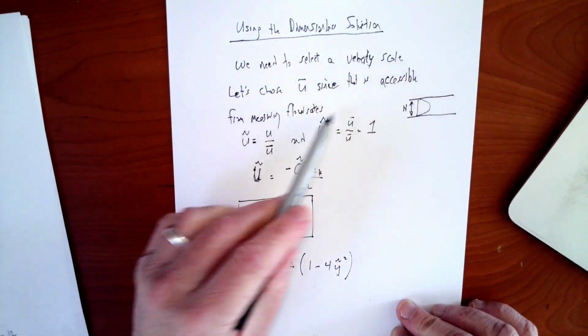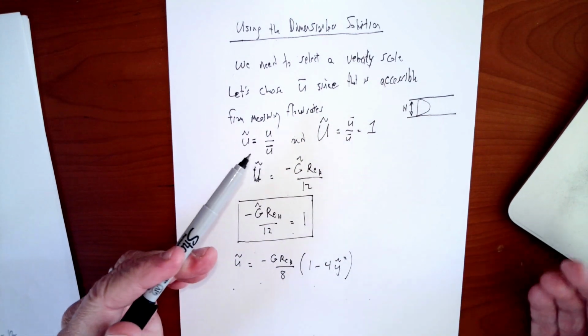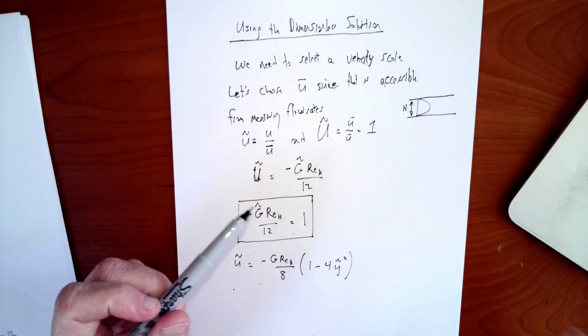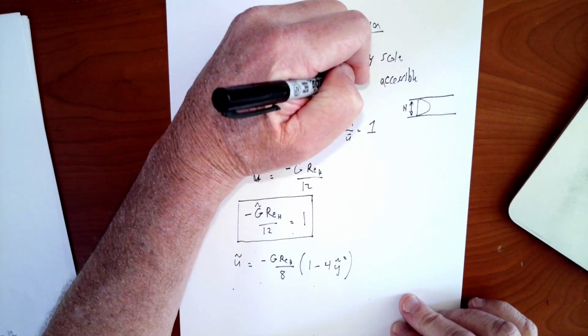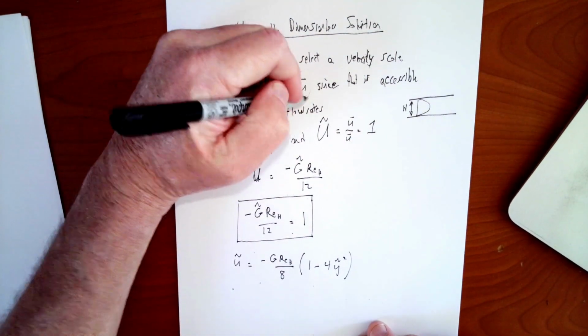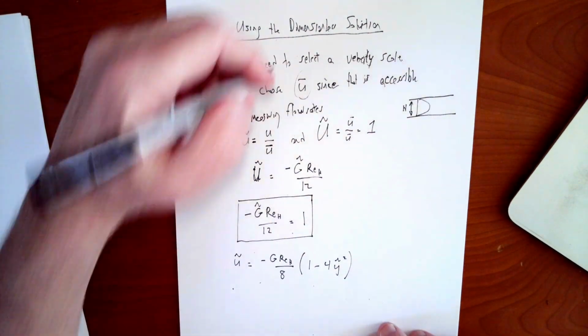Now we're going to choose one of these u's. The two that would make any sense at all would be either the average flow velocity or the maximum flow velocity. Those are the two u scales that you could choose, and I think either of those would make sense. But we're going to choose the average flow velocity as our u scale. The reason is largely because it is the most accessible.